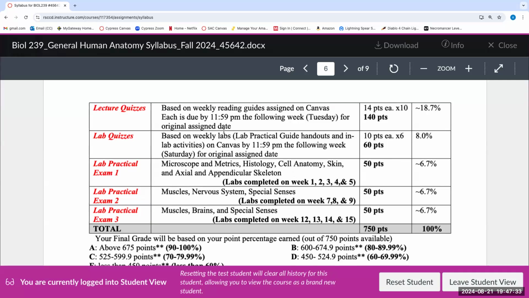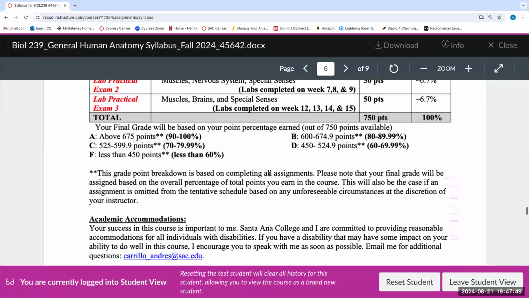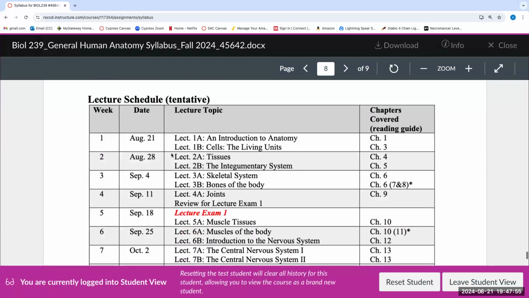So that'll be your lab quizzes. Not lab quizzes, lecture quizzes. Your lab quizzes will be posted on Canvas as well. Your first one is going to be available next week. All right. Here's the material that's on each lab exam and what you need to get the grades. And what's more important is the schedule. So here's our lecture schedule.